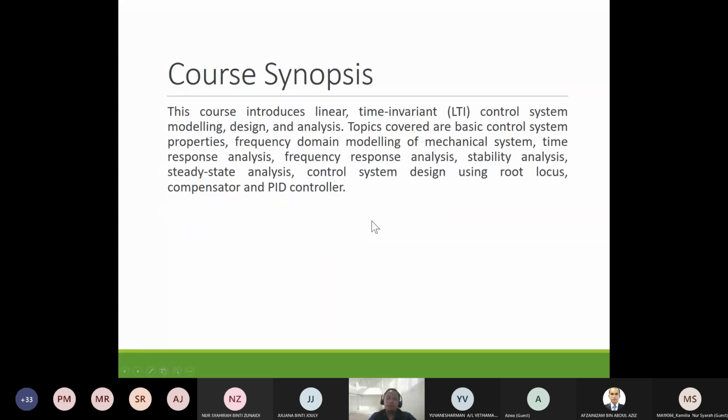A bit about the synopsis of this subject. This course introduces linear time invariant control system modeling, design and analysis. Topics that will be covered are basic control system properties, frequency domain modeling of mechanical systems, time response analysis, frequency response analysis, stability analysis, steady state analysis, and designing controllers using root locus, compensator, and PID. Basically, this subject will involve a lot of calculations and a lot of designing a controller to control a system. We focus on mechanical systems since you are from mechanical engineering.